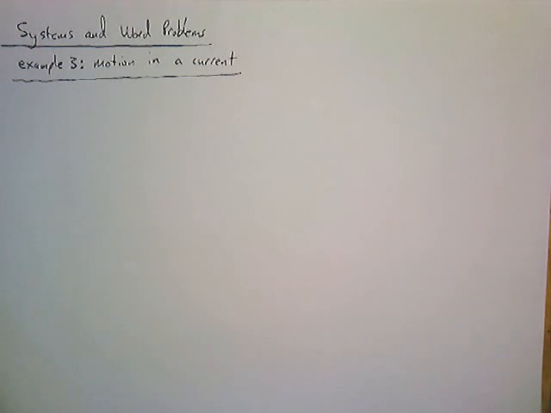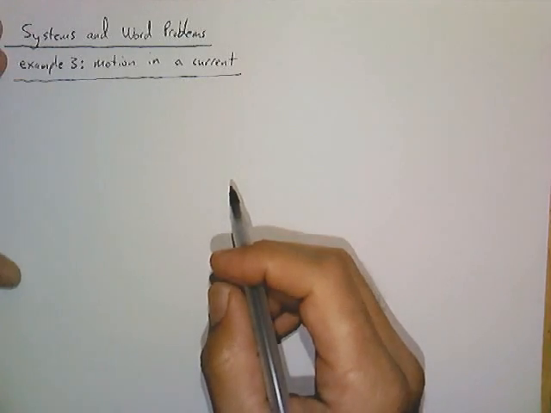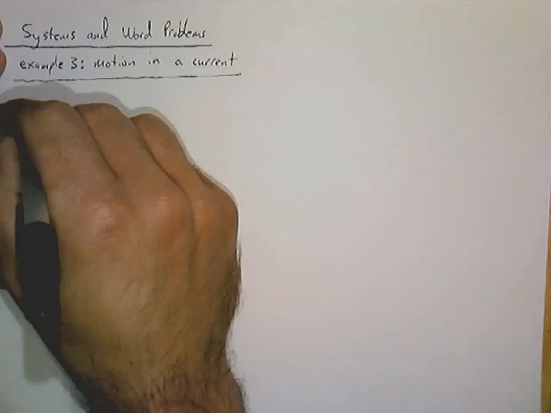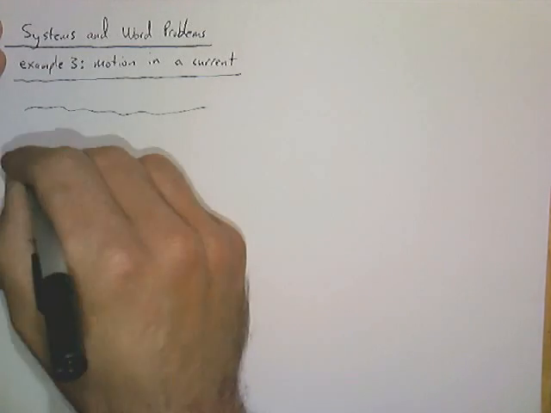All right, one final example that I want to go over that really trips students up, generally speaking, is motion in a current. So this shows up a lot of times: planes flying with the wind against the wind, or boats going up river, down river.